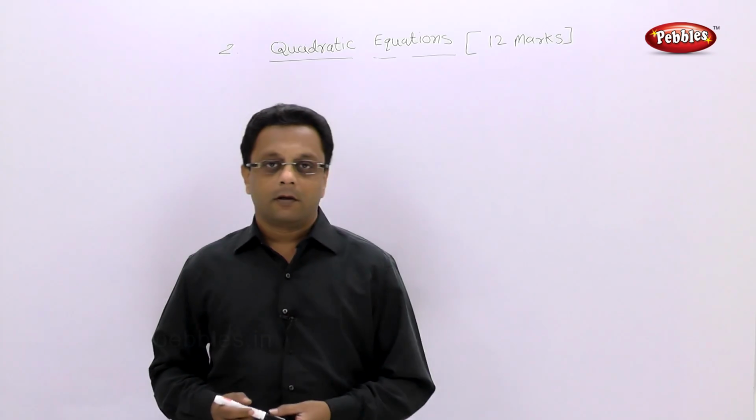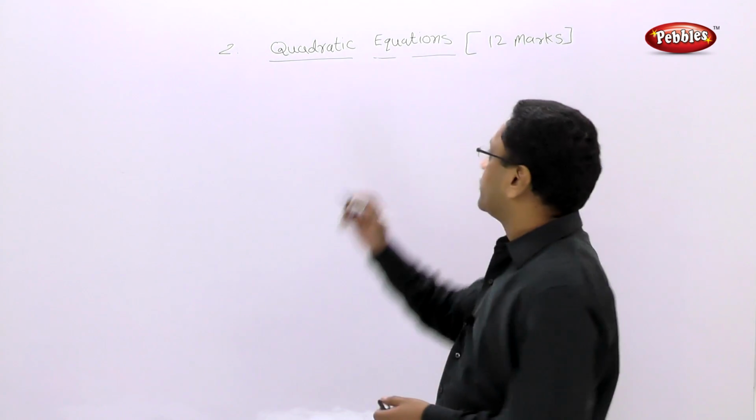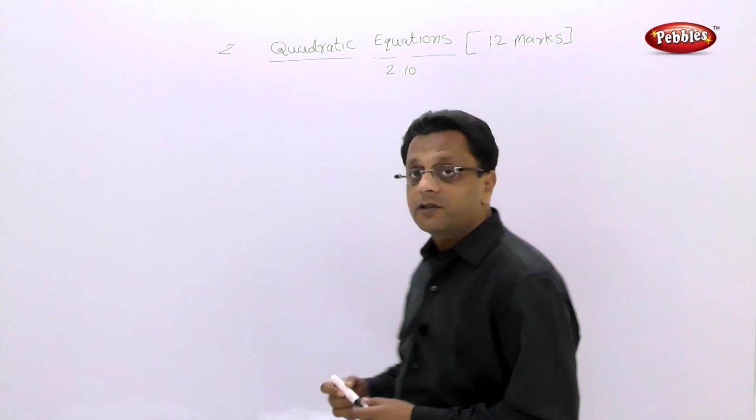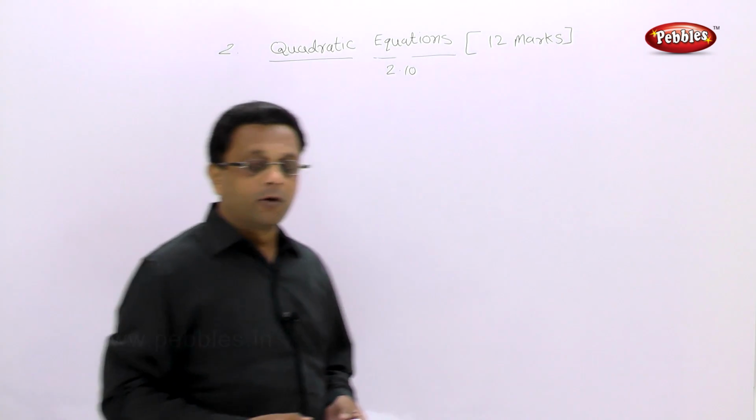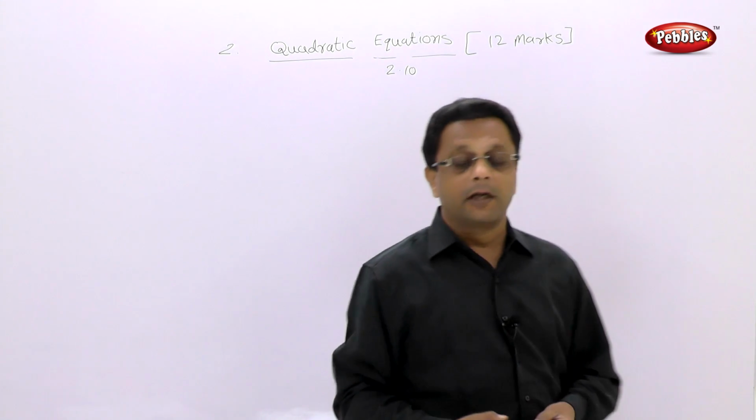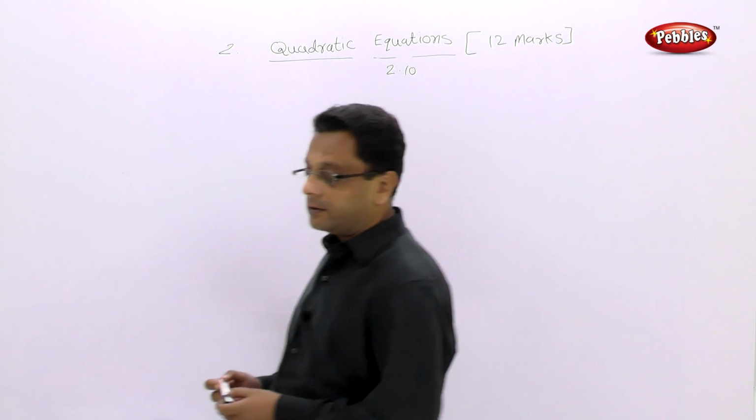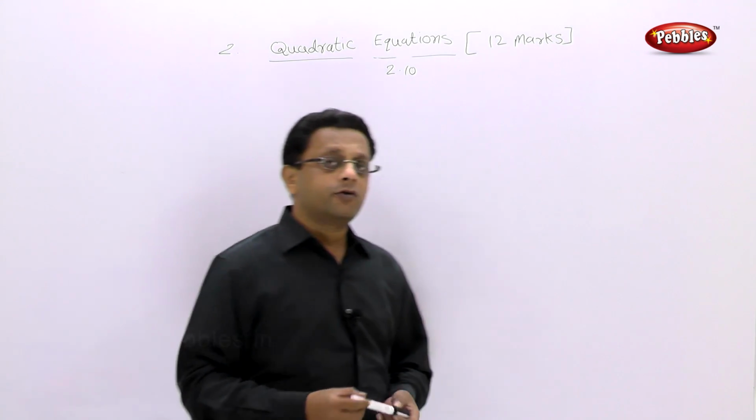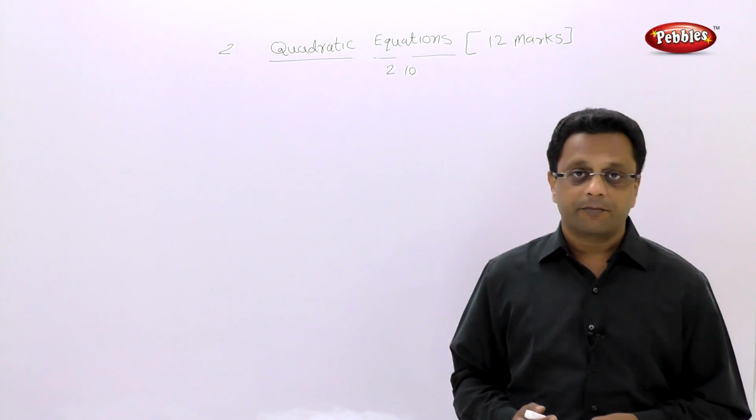Hello friends, welcome back. Let us start exercise 2.10. Now before we start the exercise, let me clarify that whatever examples we are going to see in quadratic equations can also be solved by simultaneous linear equations, that is, in two variables. Sometimes when we solve the examples by two variables, the calculations are easy.